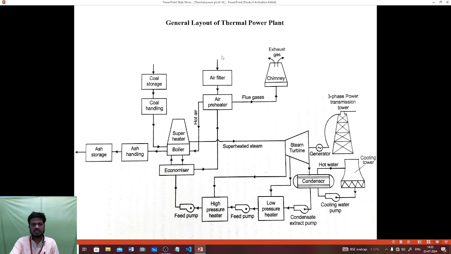And then the air filter is used for the air preheater, and flue gas from the boiler, which is burned in the boiler, is sent to the chimney to exhaust the gas to the environment. And then when the boiler is used with coal and flue gases, the deposited, burnt fuels in the boiler are used for ash handling and ash storage. Ash handling is the main impact on a steam power plant, which is mainly to eject from the ash handling storage. These are the general layout of a thermal power plant.